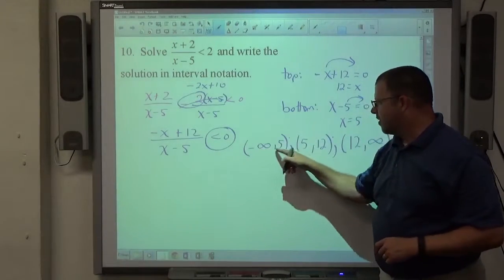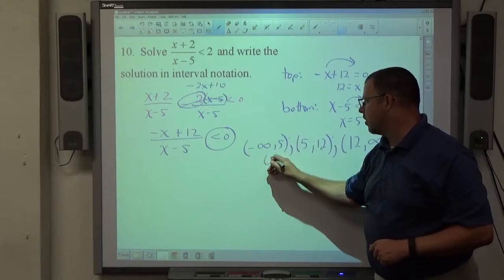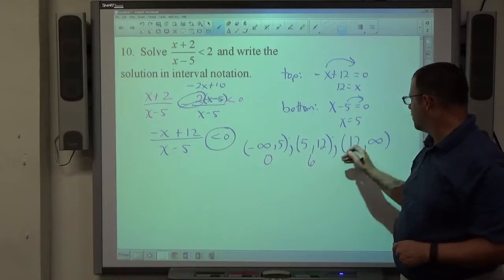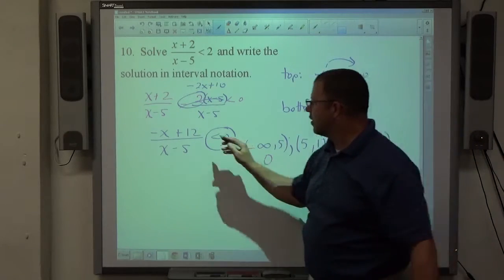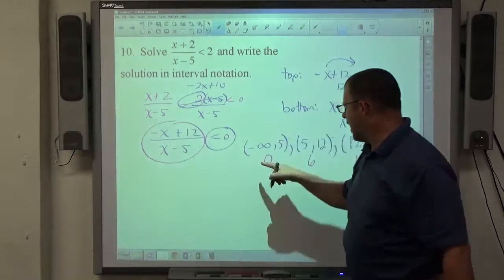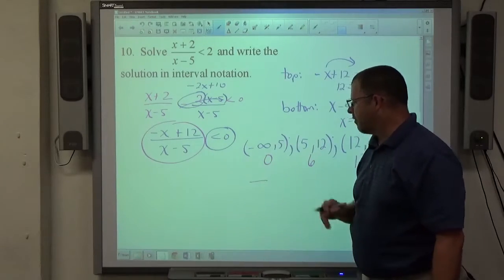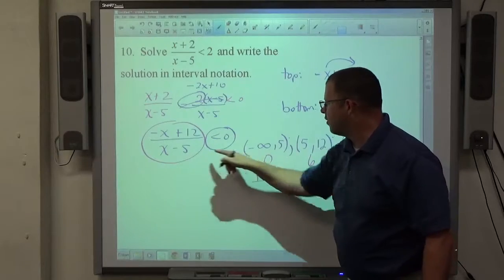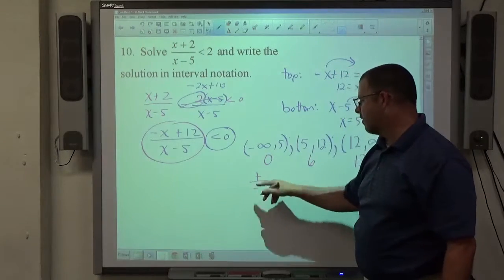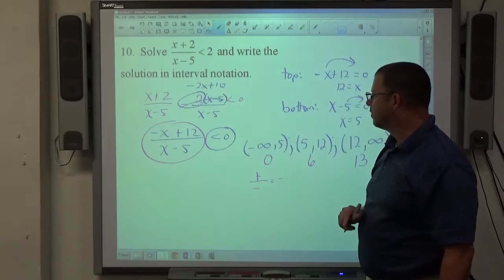My test points, again: something between negative infinity and 5, I would pick 0. Between 5 and 12, let's go with 6. Between 12 and infinity, 13. And again, all I'm doing is determining what this value is at each of these numbers. So I just make a fraction bar. Negative 0 plus 12 is positive. 0 minus 5 is negative. Positive divided by negative gives me a negative result.